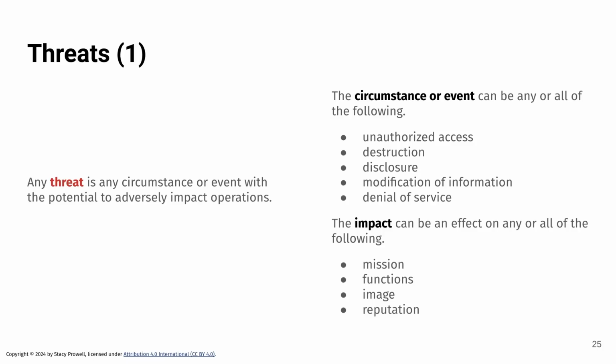So threat can be a lot of different things. A circumstance or event can be things like unauthorized access, destruction, disclosure, modification of information, or denial of service, right? What is your dog doing? Your dog is doing a denial of service.